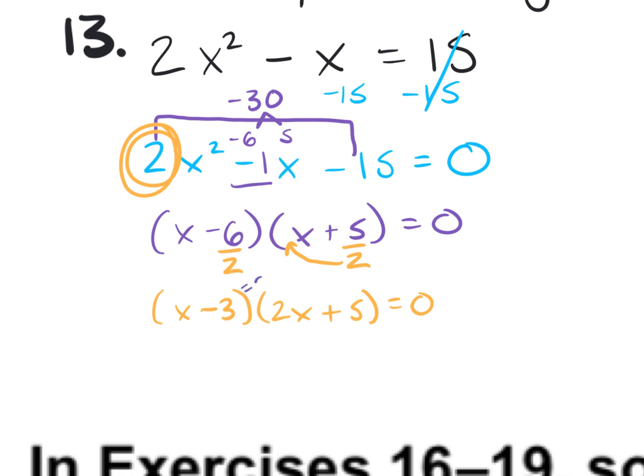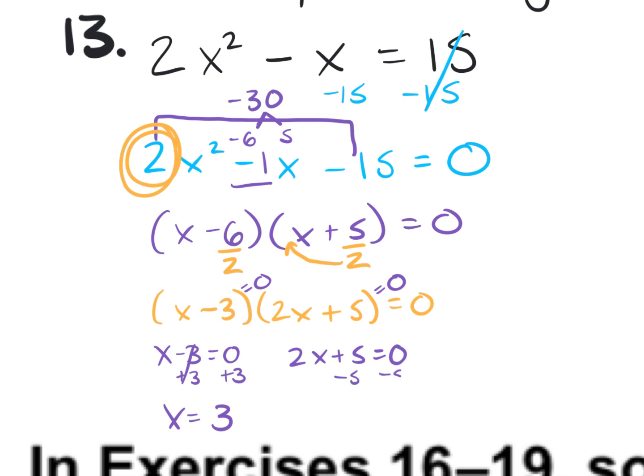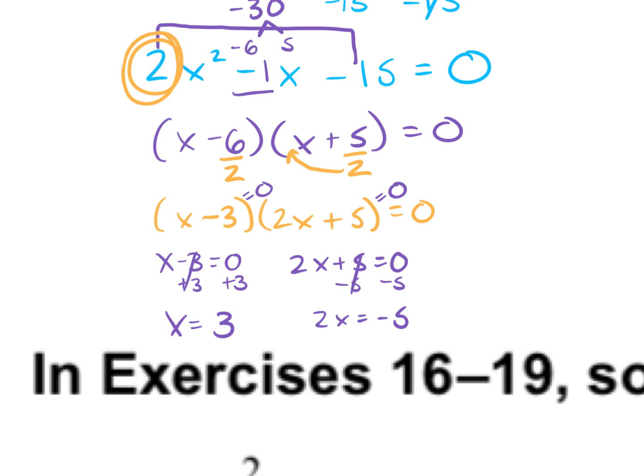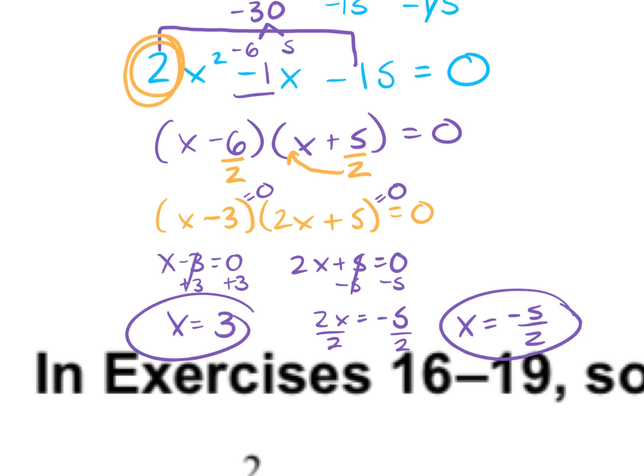Now we can set them both equal to 0. So x minus 3 equals 0. 2x plus 5 equals 0. And from here we can solve. So I'm going to add 3 to both sides. x is equal to 3. What do I do to solve the next one? Subtract 5. So 2x is equal to negative 5. And then divide by 2. So x is equal to negative 5 over 2. So these would be our two answers.